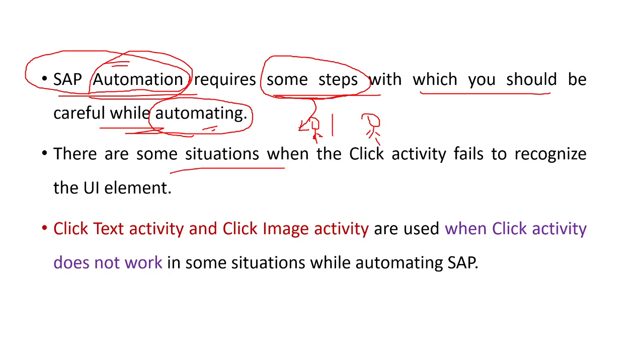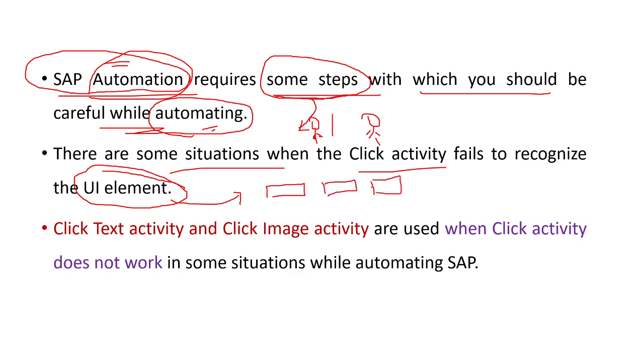Okay, there are some situations when the click activity fails. The main thing the robot has to do here is understand what the target element is, the target UI element. A UI element can be an application, a text box, a password field, a button, and so on. Clear? This is the main job of the robot: first it has to understand what the target element is.